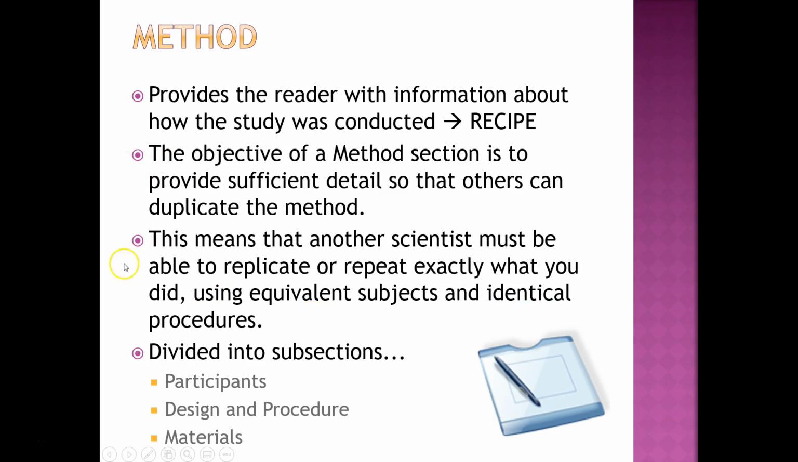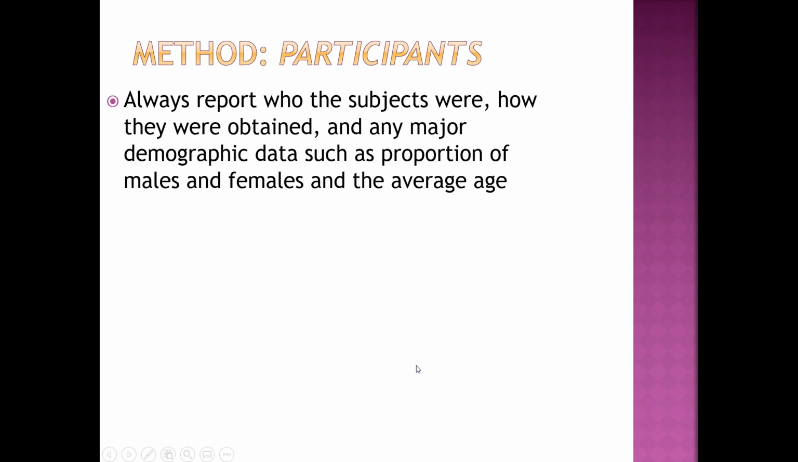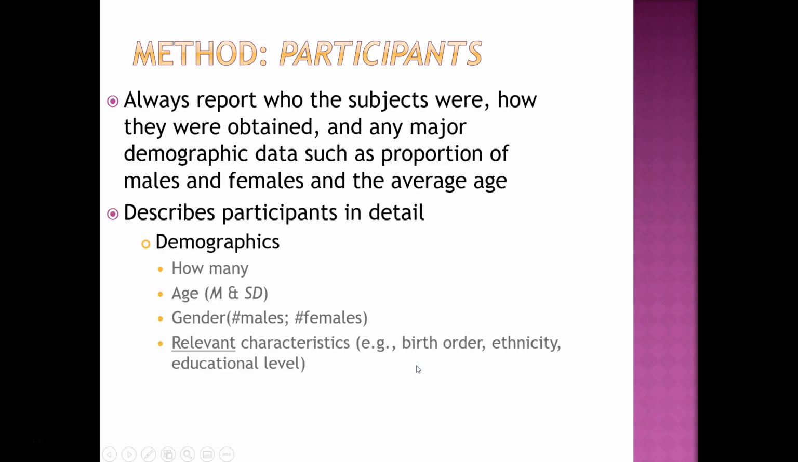This is the only section of an APA style paper that is divided into subsections. So we have the main heading of method, and then we have subsections of participants, design and procedure, and materials. So let's talk about the participants section.